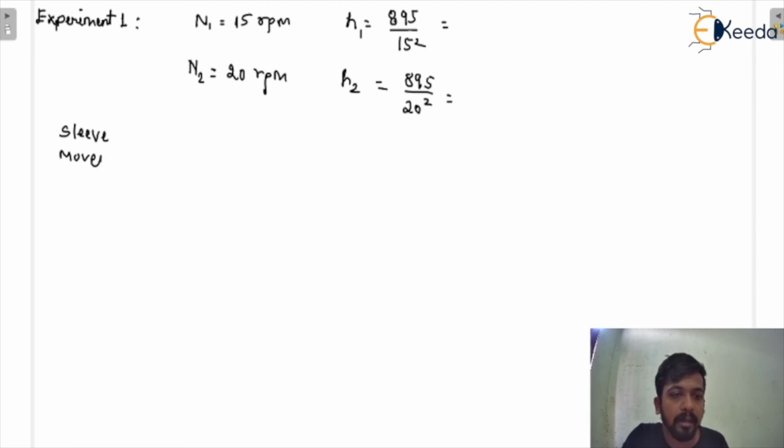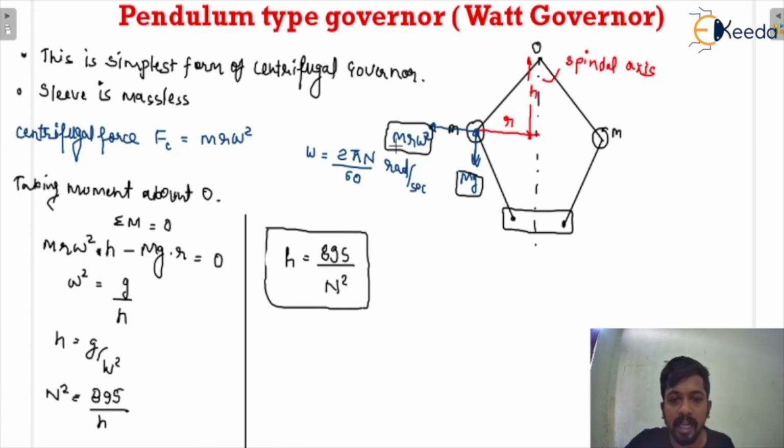The sleeve movement. What is the sleeve movement? Basically, sleeve movement is seen in the diagram. You can see here, we all know that the sleeve moves in the upward and downward direction. So if there is a movement of the sleeve in the upward direction, what will happen? The flywheel will move somewhere here. Okay, so here you can see there will be a decrease in the height.